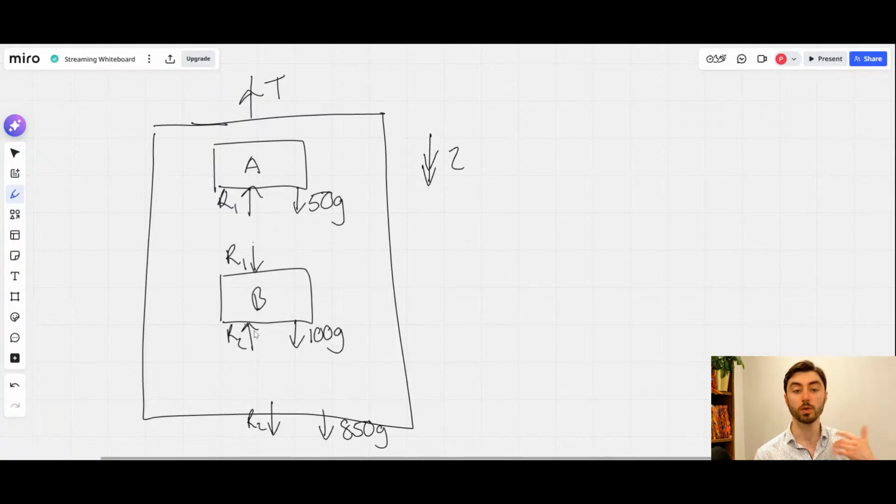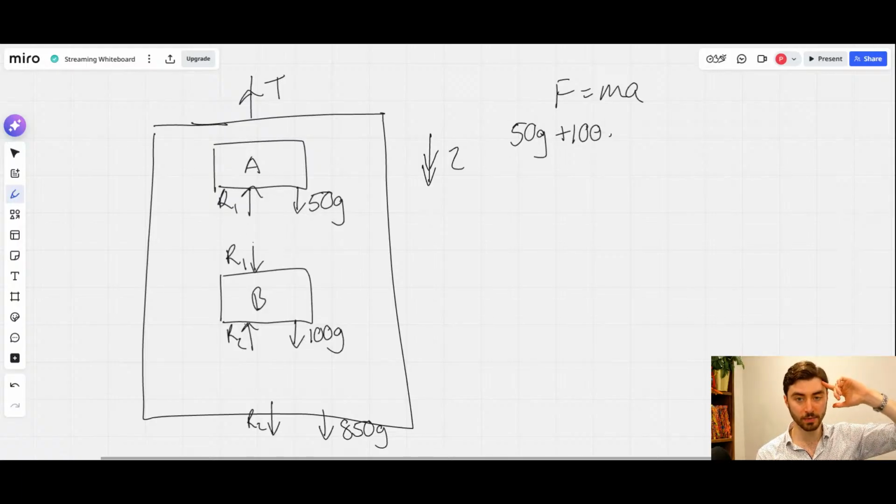Well, we don't know R1 or R2, so if the first thing they're asking for is the tension, that's indicating they want to take the whole system first. So considering everything on the whole, treating downwards as positive, we're going to do our usual F equals ma. Now the forces, treating downwards as positive, will be 50G acting down. The R1s cancel. We get the 100G acting down. The R2s cancel. We get the 850G acting down. And we have tension acting up.